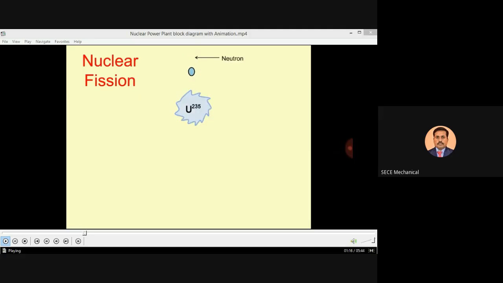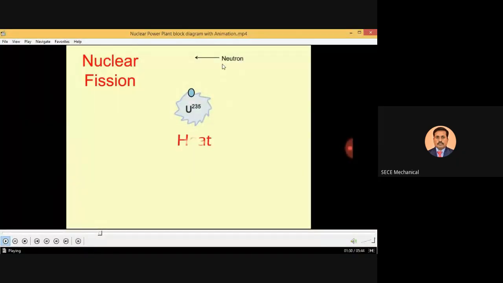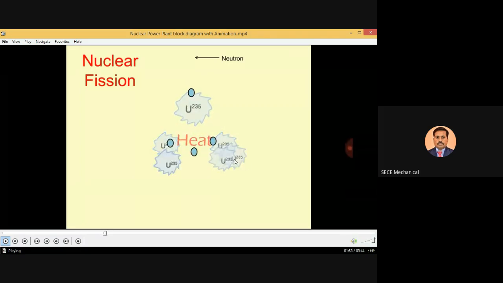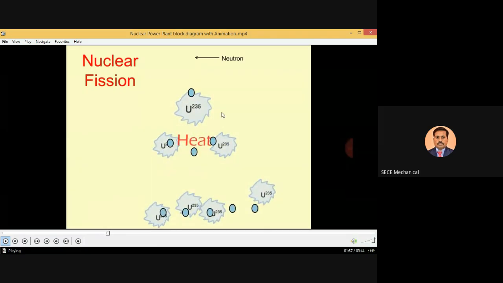So due to the nuclear fission process, one neutron combines with uranium-235, and then it is split into two parts. Again, that free neutron, if it impacts another uranium-235, a chain reaction takes place. So this is called the fission process or chain reaction.